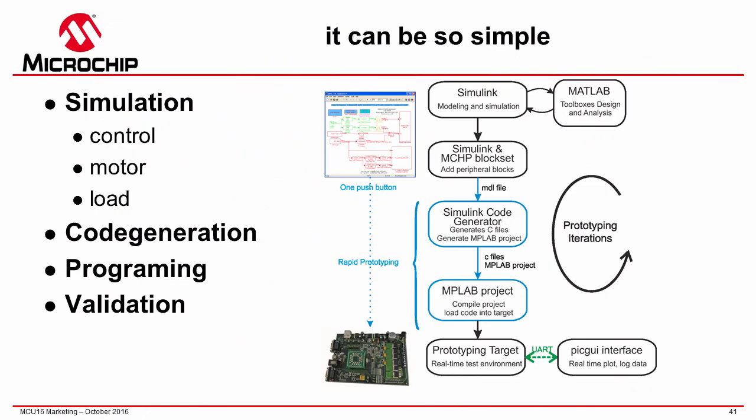So now we have seen how simple motor control can be. First, you start with simulating your complete system in Simulink, including the motor and the load, and with a single button press, you generate code, you compile it, and you program it onto the hardware. And once the motor is running on the hardware, you can validate your motor control algorithm with our online debugging tools.